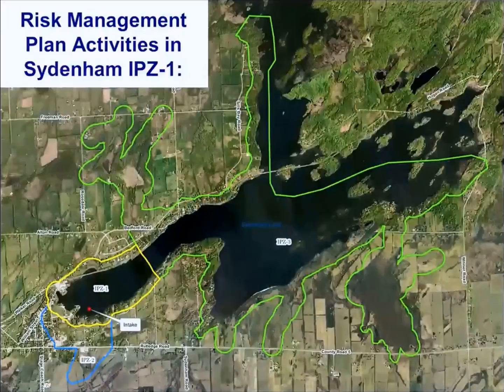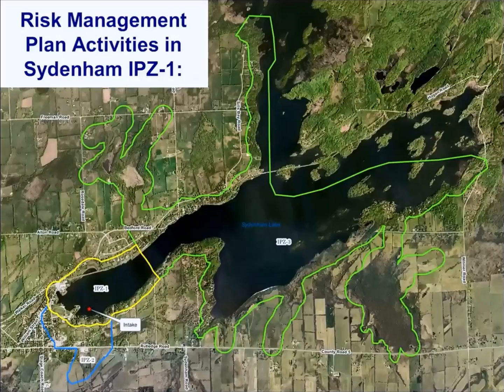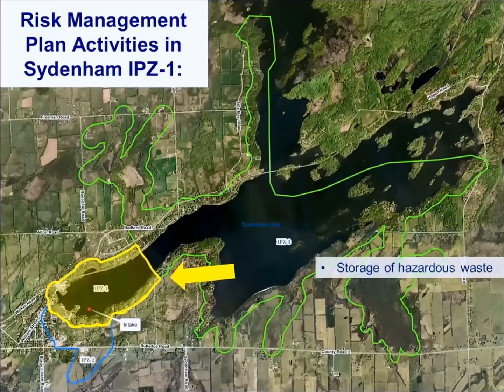In Sydenham Intake Protection Zone 1, certain activities require the establishment of a risk management plan. Intake Protection Zone 1 is indicated by the yellow arrow and is highlighted on this slide. Policy 7.3.2 in the Cataraqui Source Protection Plan requires risk management plans for the storage of hazardous waste at disposal sites in Sydenham Intake Protection Zone 1. The required minimum risk management plan content includes consideration of the suitability of the storage container, the repair and/or replacement of defective or unsuitable storage equipment, staff training and collection of waste materials by a licensed and qualified hazardous waste collector.